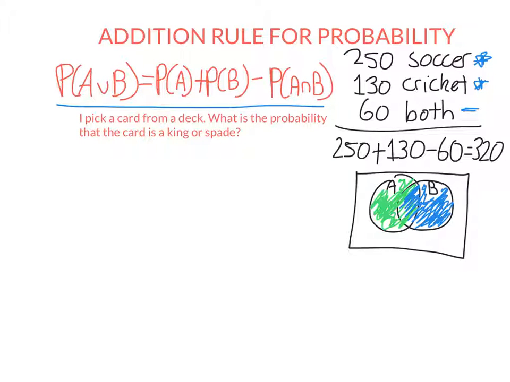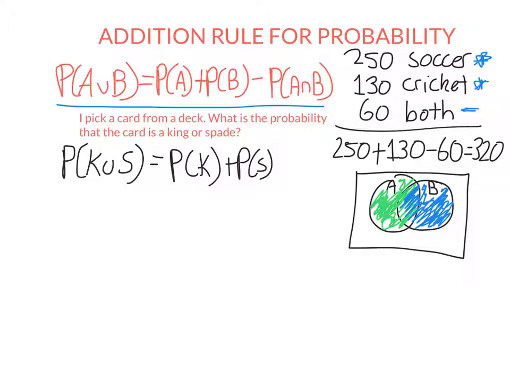Let's look at a few examples. Let's do this one here. I pick a card from a deck. What is the probability that the card is a king or a spade? Of course, that means what's the probability the card is either a king, a spade, or both? We have to include the case where it's both. So the probability, I'm going to call it K for king, or S for spade, is the probability I pick a king plus the probability I pick a spade minus the probability that I get a king and a spade.